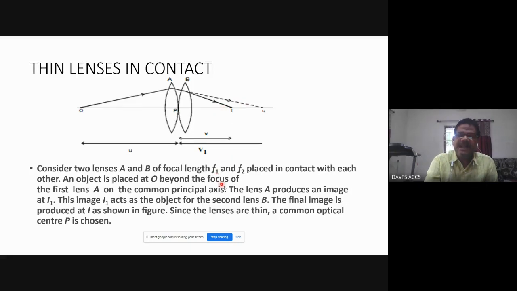Since the lenses are thin, the common optical center is to be chosen. The optical center of one lens and of the other are at this point, so you choose this common optical center as P. Both lenses are to be considered as one lens. I think you have written this portion.